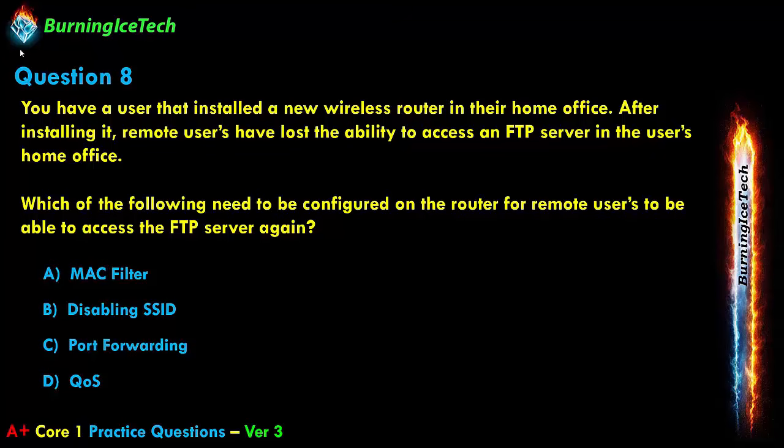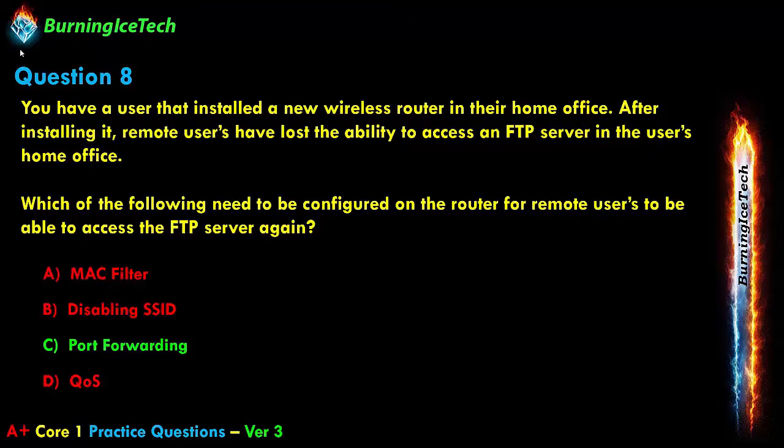So if we look at the question here again, guys, it says, which of the following need to be configured on the router for remote users to be able to access the server again? Is it MAC filtering? No, I mean, you probably know the answer is C. MAC filter, guys, although very secure, is used mainly for security. So if I don't want people to connect to my wireless network, for example, you can put a MAC filter. And if someone's MAC address is not in your filter, basically a whitelist or an allowed list, they will not be able to connect to your wireless network. It's used for that. It's got nothing to do with this particular question.